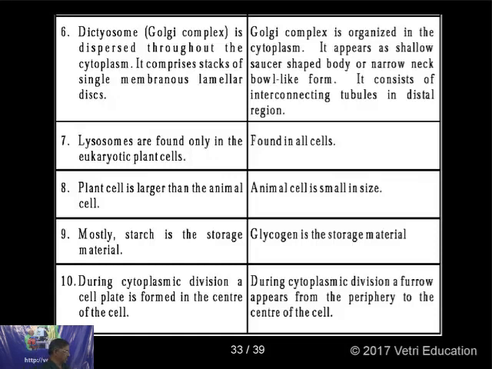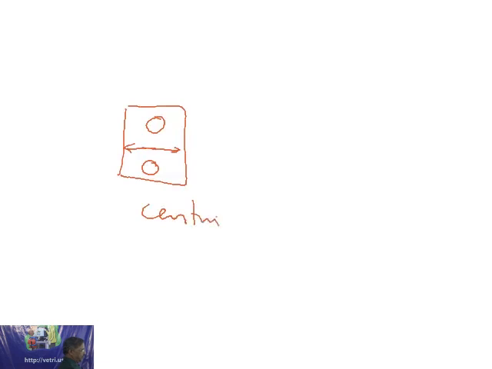During cytoplasmic division, a cell plate forms in the center of the cell. In animals, the cell furrow appears from the periphery to the center of the cell. So this is a very important aspect. After cell division in mitosis, a cell plate forms in the center, between the daughter nuclei, and from the center it proceeds to the peripheral side. Center to the periphery, this is called centrifugal wall formation in plant cells.